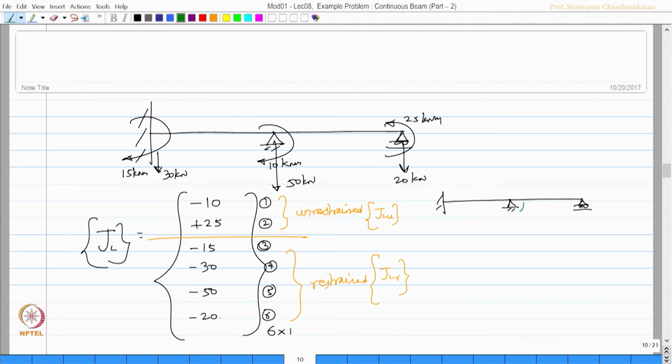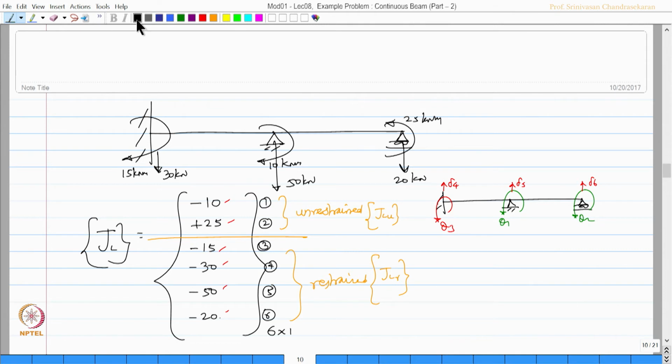This was theta 1, this was theta 2 unrestrained, then this is theta 3, this is 4, this is 5 and this is 6. So, these 2 are unrestrained and these 4 are restrained. So, this is clockwise, but unrestrained anti-clockwise, so minus 10, anti-clockwise plus 25, then clockwise, but this is anti-clockwise, so minus 15, upward, but this is downward minus 30, upward, this is downward, so minus 50, upward, this is downward minus 20. So, I have this.